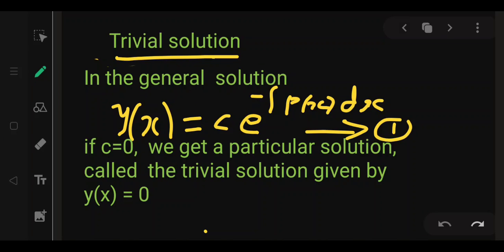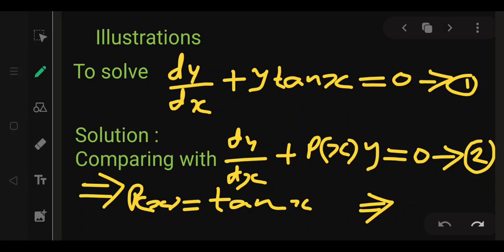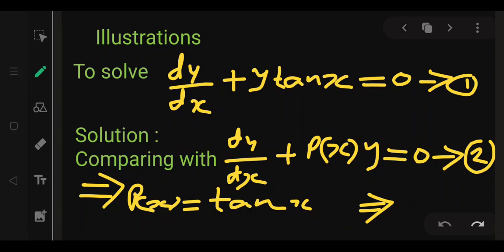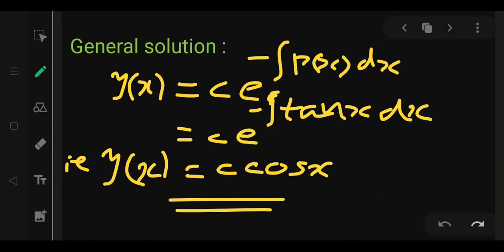Now, suppose we want to solve the equation dy by dx plus y tan x equal to 0. We will see some illustration. Comparing the given equation with the standard form dy by dx plus p(x) into y equal to 0, here p(x) equals tan x. Taking the general form of the solution, y(x) equal to c e raised to minus integral p(x) dx. What is p(x)? p(x) is tan x. So the general solution is y(x) equal to c cos x.